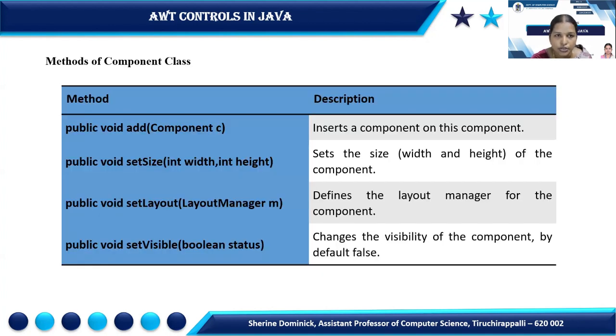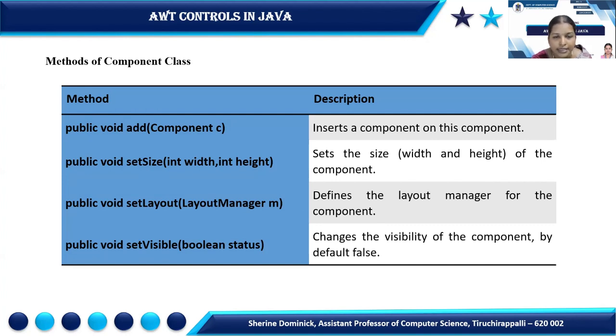So these are the methods of component class. The component class has the following methods. First one, public void add(Component c). The add method takes the class Component, for which we have the object c. This is used to insert a component into another component. The next method is public void setSize(int width, int height). Here we have 2 arguments, that is the width and height. It is used to set the size of the component.